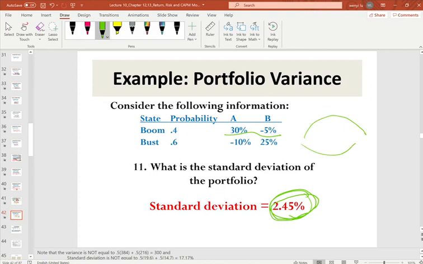This is A's return, this is B's return. When we add them up, you can see the risk will be balanced out and get smaller. So that's why we see the risk is much lower than A and B's individual risk. We will see this in more detail in the following examples.